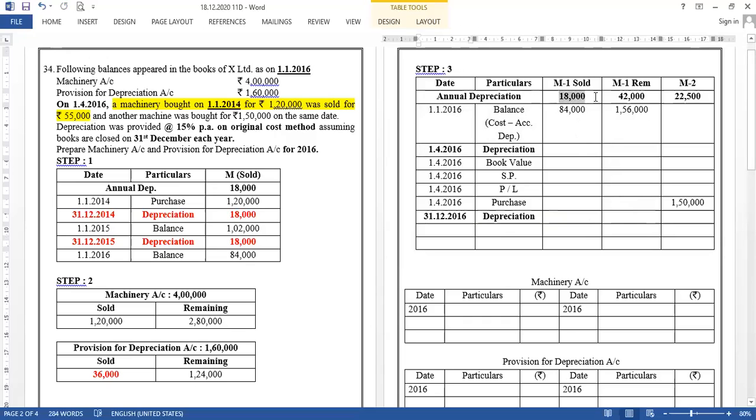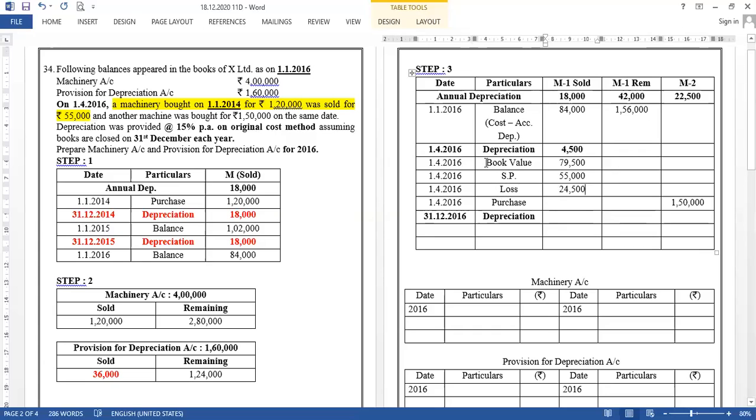If annual depreciation is 18,000, for 3 months it will be how much? 4,500. That's very correct. If I deduct this 4,500 from 84,000, the balance is going to be 79,500. Now, what is the selling price? It was sold for rupees 55,000. So 55,000 is my selling price. The difference over here: book value is 79,500, sold for 55,000. The selling price is less than the book value, so it is going to be a loss for us. What amount is the loss? 79,500 minus 55,000 is 24,500. So 24,500 is the amount of loss.